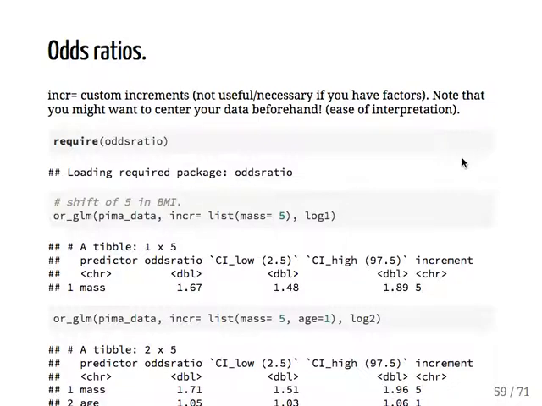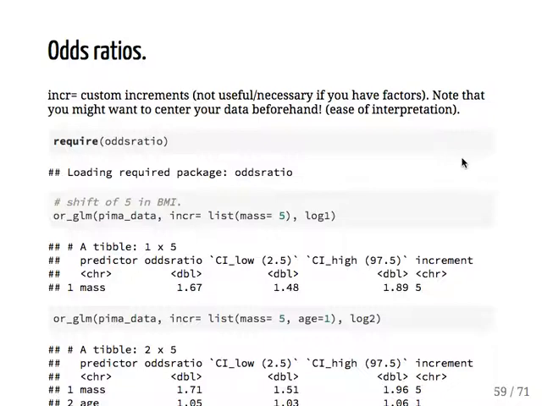And note that you might want to center your data beforehand, which I haven't done, because then it's a shift of 5 units away from the mean. In this case, it's just an absolute shift of 5 units from the absolute zero of BMI. So what you then get is this odds ratio, 1.67, and again, it will calculate for you the 95% confidence interval of this odds ratio.